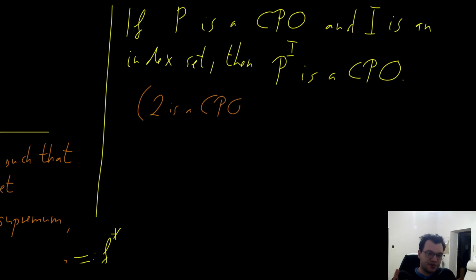All the chains have a supremum because it's a finite poset. In a finite poset, you only have finite chains, and a finite chain always has a maximum element, the largest element. This largest element will be the supremum. So since 2 is a CPO, so is 2^I.